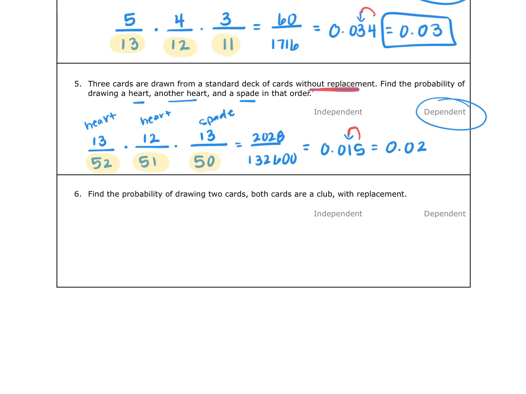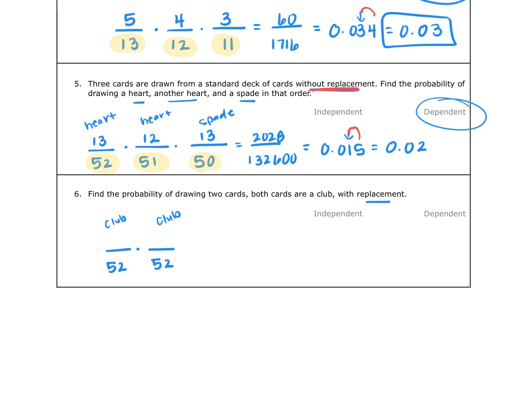Okay, let's do this last one. So find the probability of drawing 2 cards. Both cards are club, and this one says with replacement. So I want 2 cards. So I want this and I want that. And it says both are a club. So I want a club and I want a club. Okay. And with replacement means it starts out with 52 cards. I pull one out, I look at it, and I put it back in. So this next time is still going to be 52 cards.